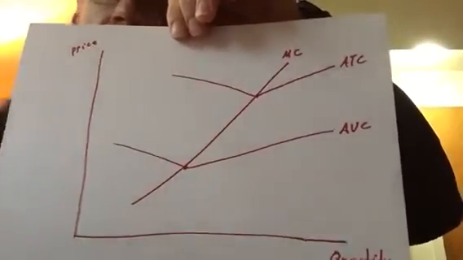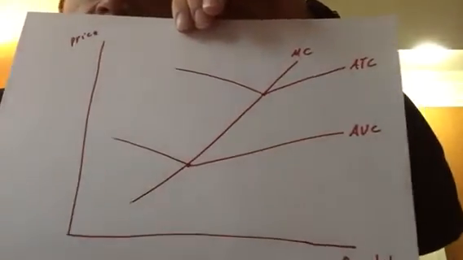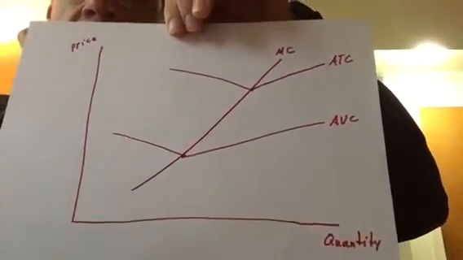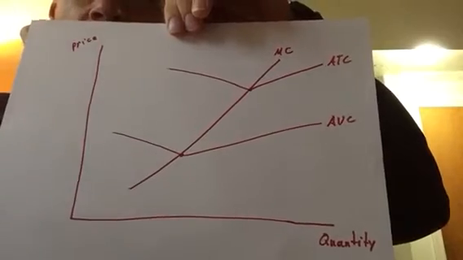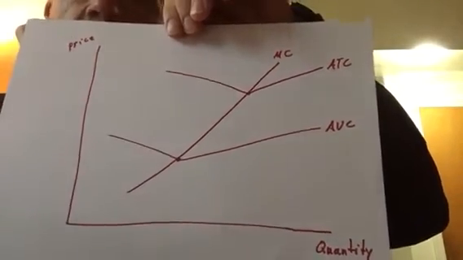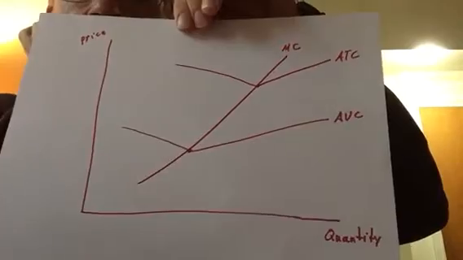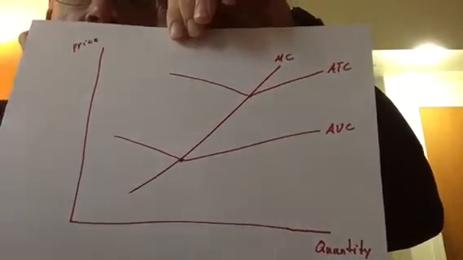Okay? Now, while you're drawing that, a couple words about average variable cost. Average variable cost is the variable costs divided by the quantity. Now, what are variable costs? Variable costs are costs that change with production, including opportunity cost.